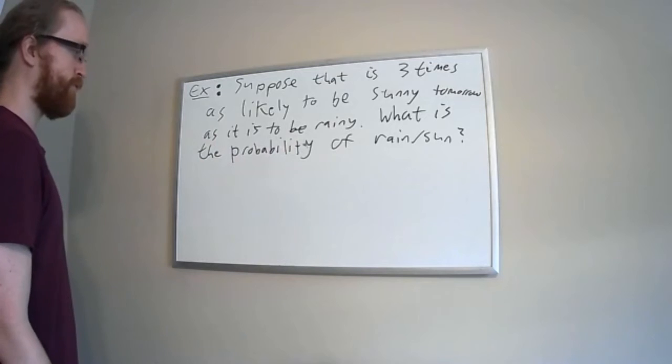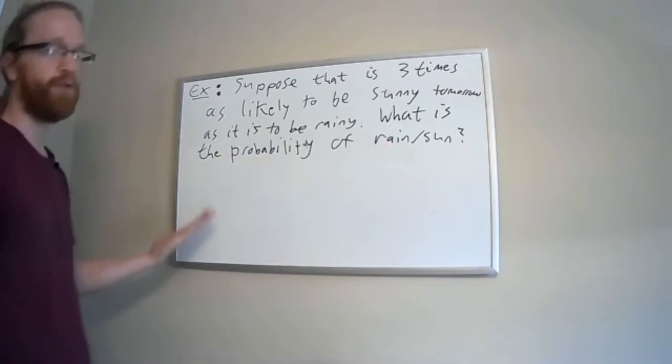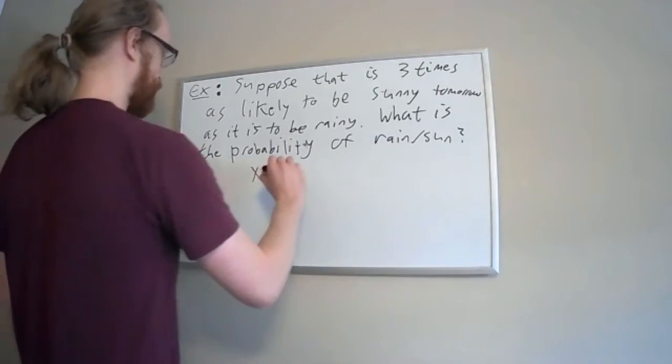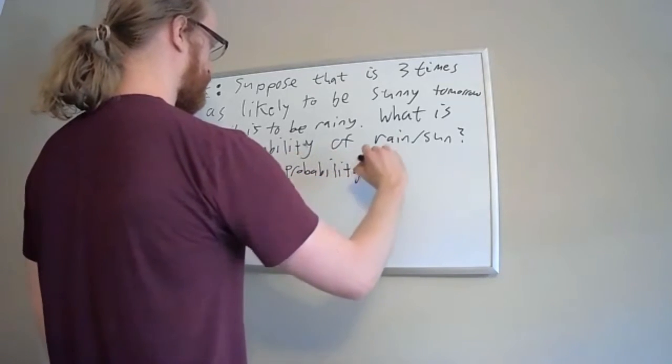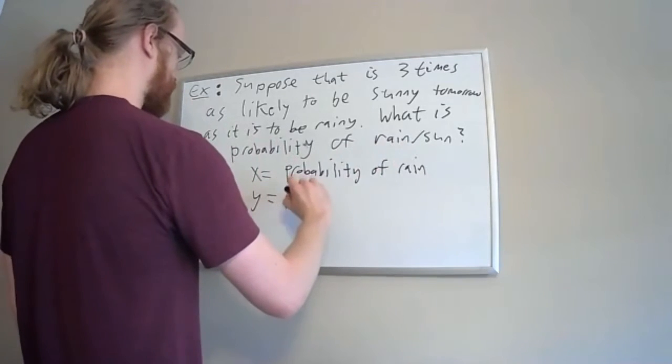So just to make it really precise, let's introduce some variables for these probabilities, because I don't know what the probabilities are, but I would like to know what they are. So why don't we just set x equal to the probability of rain tomorrow, and y will be the probability that it's sunny tomorrow.